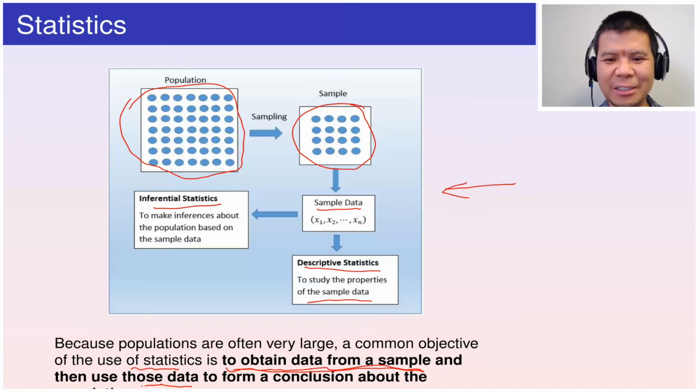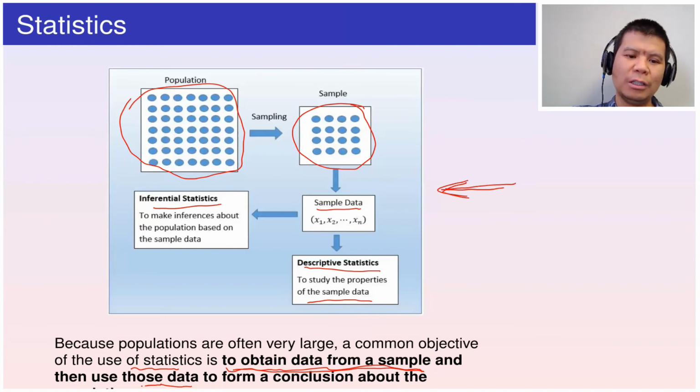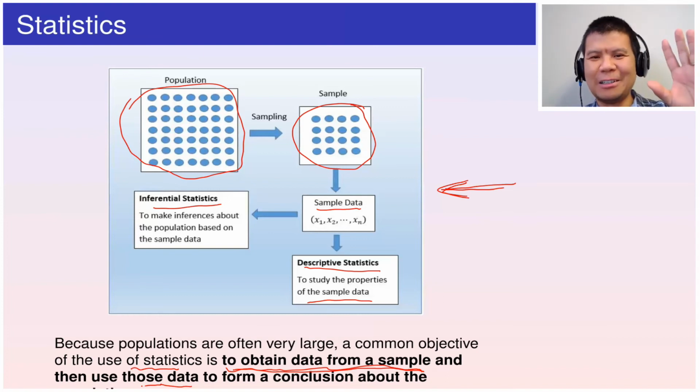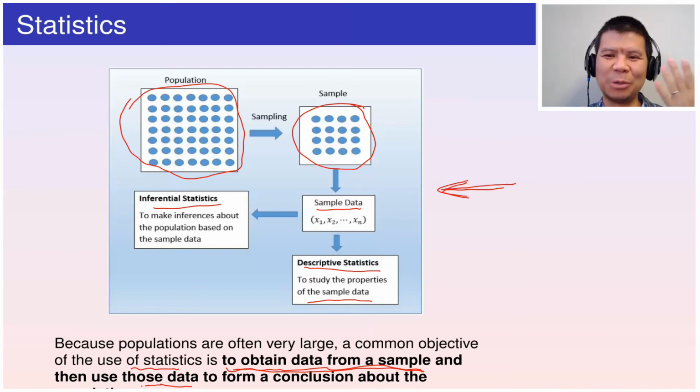This is a typical statistical study process. You first take a sample and get the sample data, and then study the properties of the sample data, which is descriptive statistics. And finally, you make some inferences about the population based on the sample data, which is inferential statistics. So that is the bigger picture of statistics. What do we do in statistics?